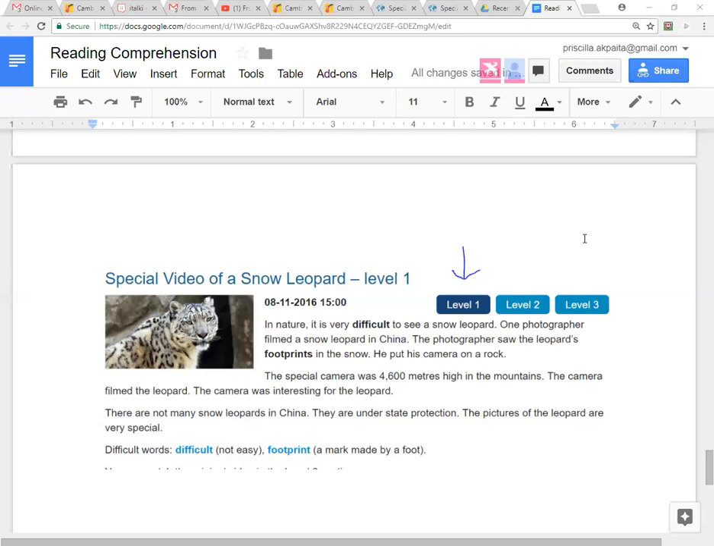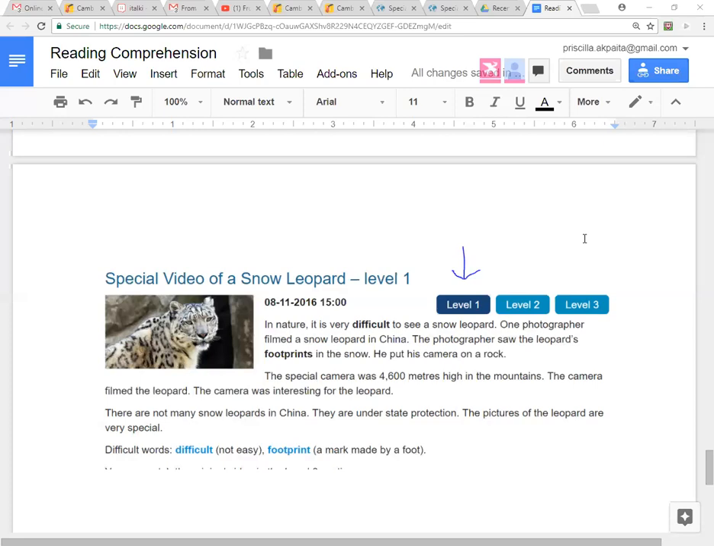In nature, it is very difficult to see a snow leopard. One photographer filmed a snow leopard in China. The photographer saw the leopard's footprints in the snow. He put his camera on a rock. The special camera was 4,600 meters high in the mountains. The camera filmed the leopard. The camera was interesting for the leopard. There are not many snow leopards in China. They are under state protection. The pictures of this leopard are very special.